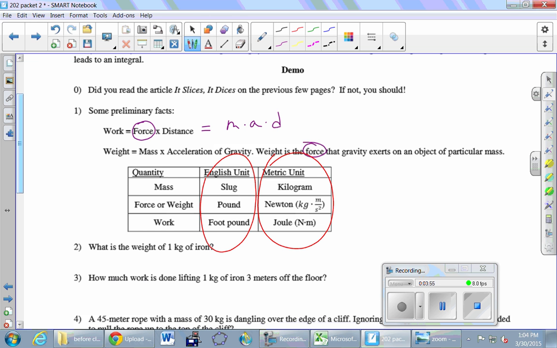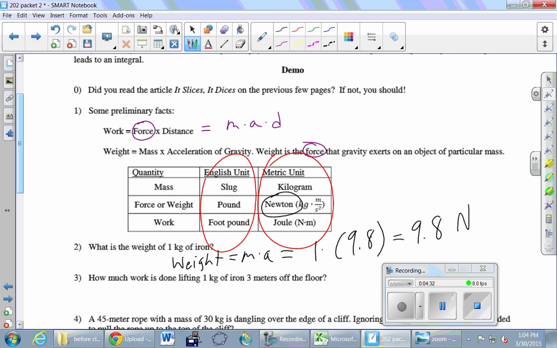Okay, so the weight of 1 kilogram of iron. So if we're going to find weight, we need to multiply mass by acceleration. That kilogram is a mass, right? Kilogram is up here in the mass row. So the weight we know is mass times acceleration. You may have seen that in physics as F equals ma as opposed to W equals mg. So the mass in this case is 1 kilogram. Acceleration due to gravity is 9.8 here on Earth. So the weight of 1 kilogram of iron here on Earth is 9.8, and then what are the units for weight? Newtons.